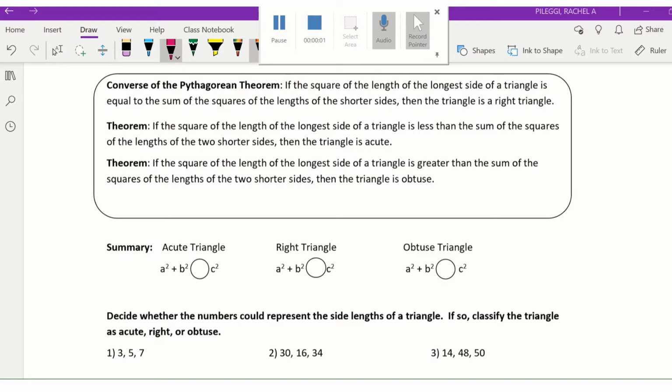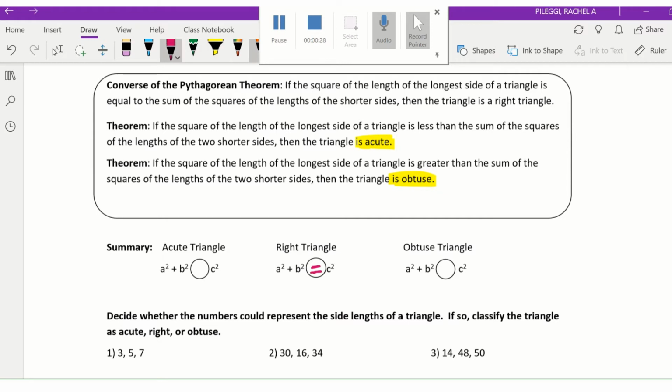Hey everyone, so at this point we have learned about the Pythagorean theorem. There's also a converse to the Pythagorean theorem, which just says that if a squared plus b squared is equal to c squared, given three sides of a triangle, then that's a right triangle. I said it in shortened terms, obviously. There's also two other theorems that have to do with acute and obtuse triangles.